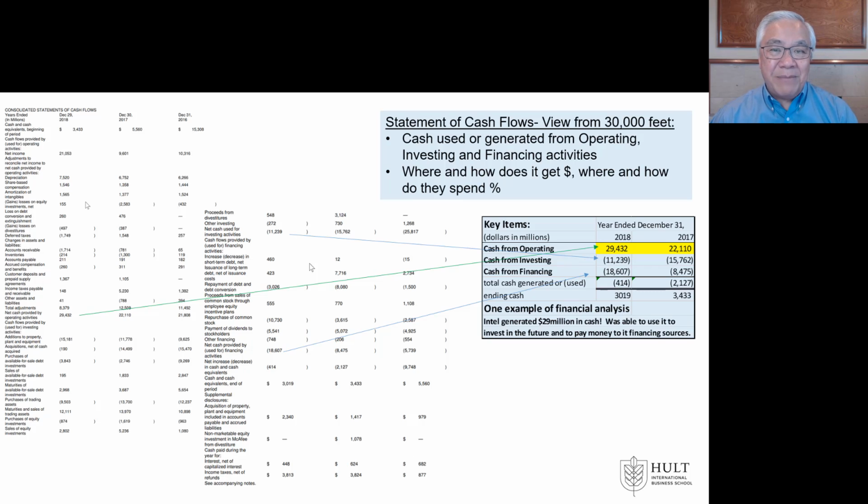What did they do with all that money? Well, they invested $11 billion back into their property, plant, equipment, and probably set some money aside in investments. And they also did some things, negative financing. We were able to see that they were able to invest in their future and pay money to their various suppliers of capital.